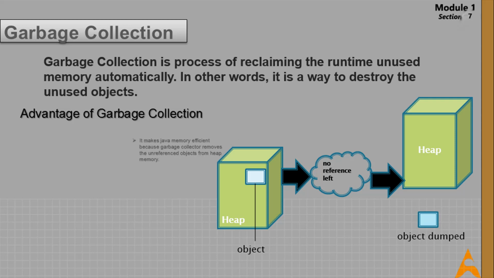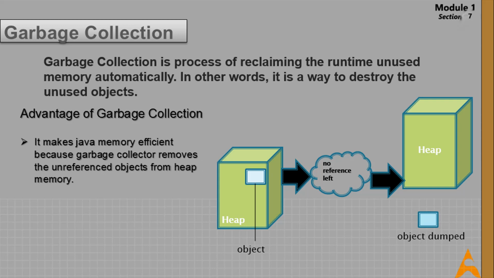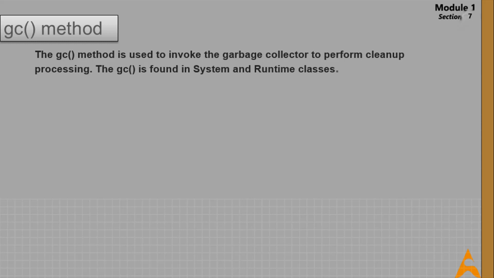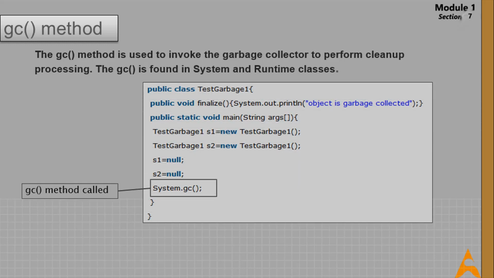It makes Java memory efficient because the garbage collector removes the unreferenced objects from heap memory, and it is done automatically by the garbage collector, so we don't need to make extra efforts. The gc method is used to invoke the garbage collector to perform cleanup processing. The gc method is found in System and Runtime classes. See the program to do garbage collection explicitly.